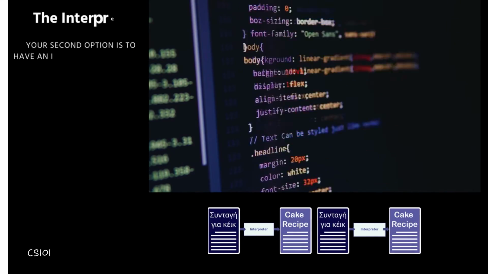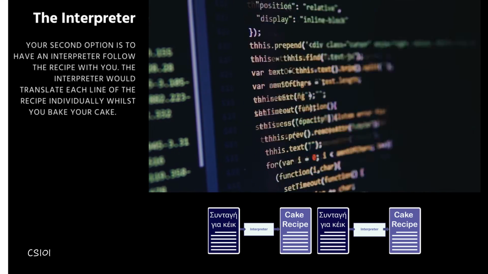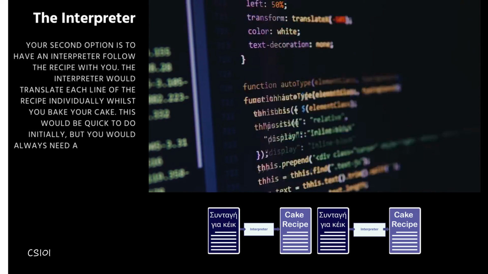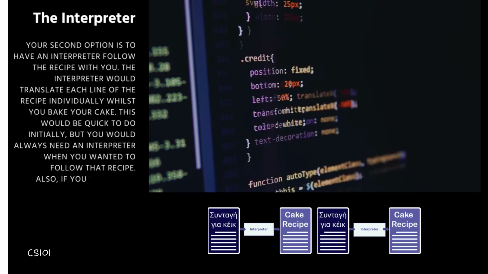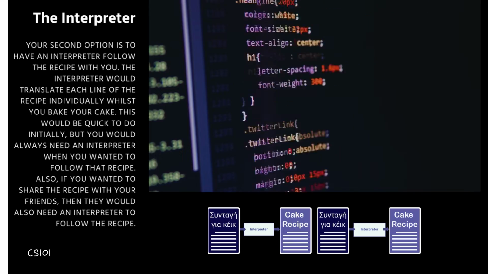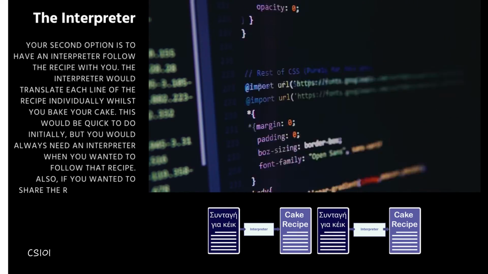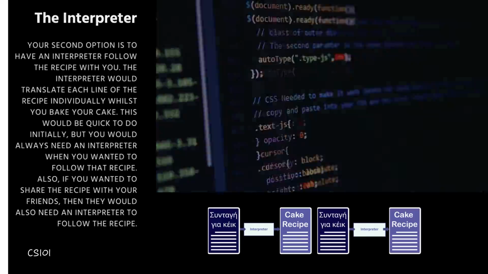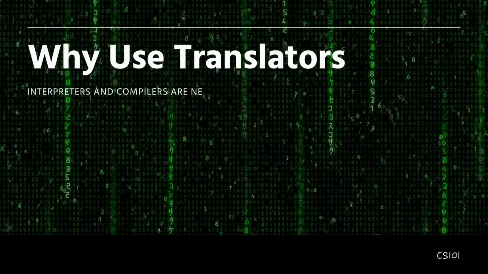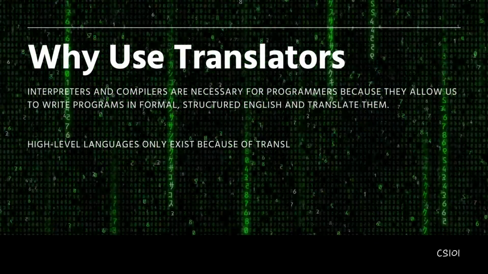Your second option is to have an interpreter follow the recipe with you. The interpreter would translate each line of the recipe individually whilst you bake your cake. This would be quick to do initially, but you would always need an interpreter when you wanted to follow that recipe. Also, if you wanted to share the recipe with your friends, then they would also need an interpreter to follow the recipe.